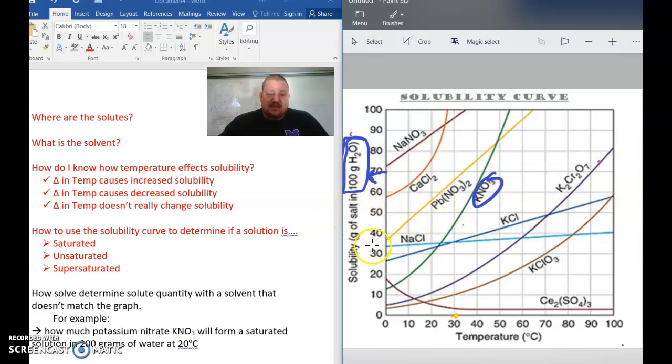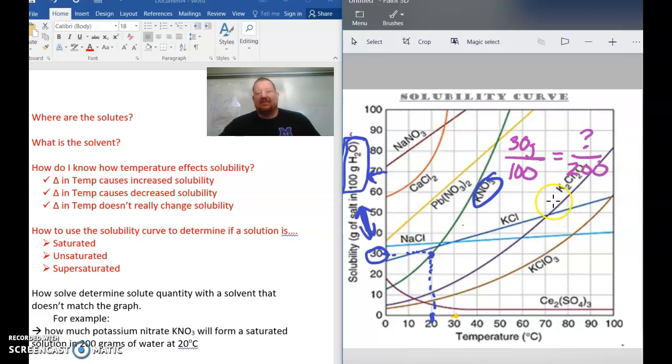What this graph can tell us is at 20 degrees Celsius, for KNO3, we can put in, right there, 30 grams. See that? So we go up to 20 degrees Celsius till we hit our line. We look over and we say, okay, this is what this graph tells us right here. So I'm going to rewrite that in purple. This tells us we can put 30 grams of solute into 100. Now, the question asks us how much can we put into 200.